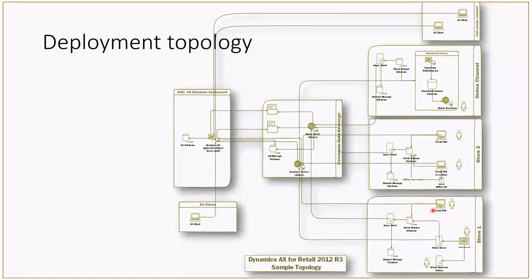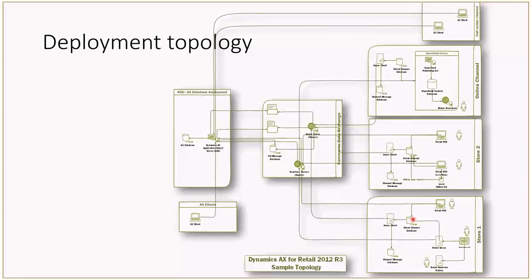So you would provide it with the channel database server and the instance of that server on which the channel database is installed, and you'd provide it with the name of the channel database. Using all this information, Retail POS is now fully configured and is now able to connect to the retail channel database.